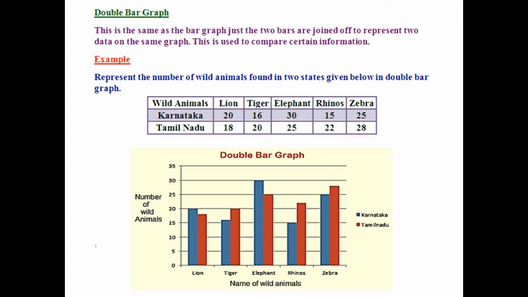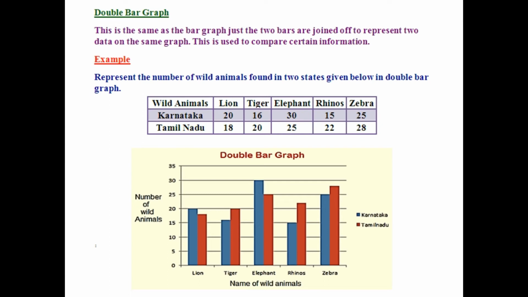That is, we are going to draw a double bar graph. So you take the y-axis as the number of wild animals. The y-axis represents the number of wild animals, and the x-axis represents the name of wild animals. So you have to take it correctly.